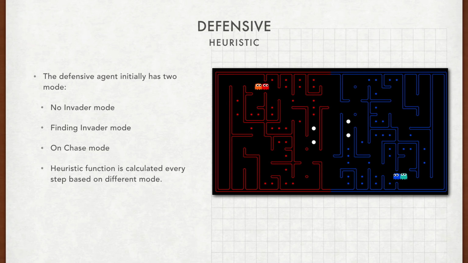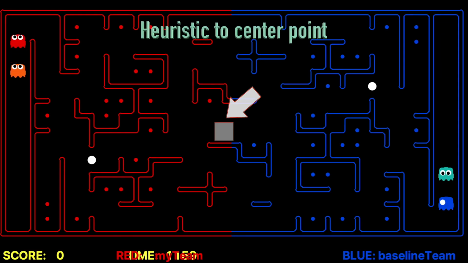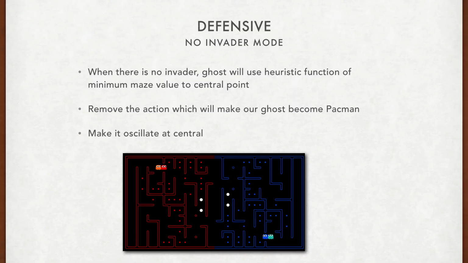For no invader mode, we calculate the minimum distance to the center point at the start of the game as our heuristic. To ensure our ghosts do not go past the border, we remove the actions which will turn our ghosts into Pacman. To ensure we can catch the opponent quickly, we will oscillate at the midpoint.